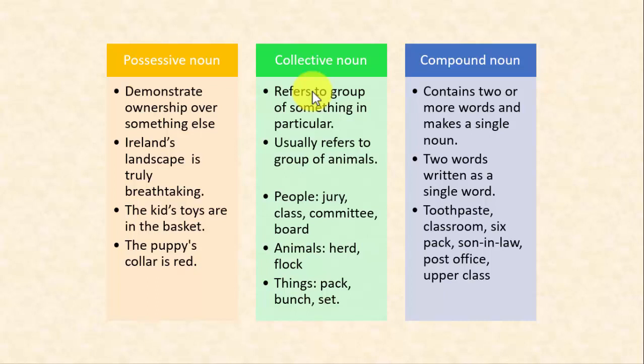Next and last type of noun is compound noun. It contains two or more words and makes a single noun. Two words, when both combine, make a single noun or word. Two words written as a single word. Toothpaste. Though two separate words, combined they make a single word. Classroom. Class is a separate word and room is a separate word, but combining them makes a single word, classroom. Son-in-law, post office, and upper class. These are all examples of compound nouns.